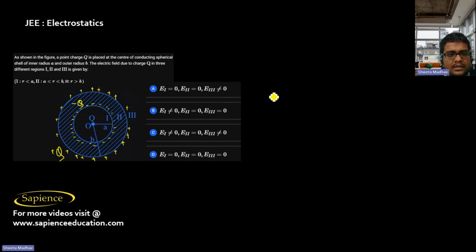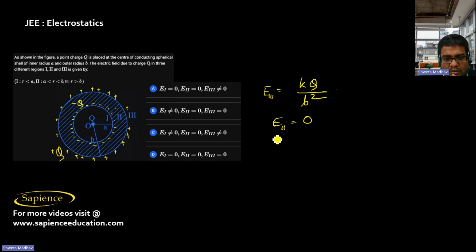So first we can find the electric field in region 3, E3, that will be equal to the outer surface, so that is KQ by R square. So R is D, so KQ by D square. Electric field in region 2 will be 0 only, since we know that a conductor is an equipotential body. So the electric field inside the region of the shell will be 0 only.